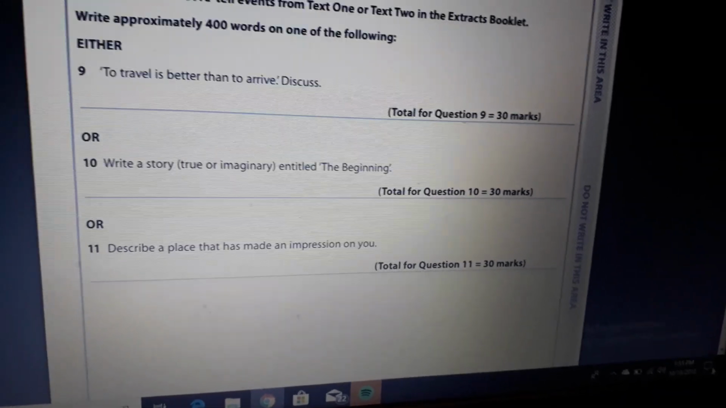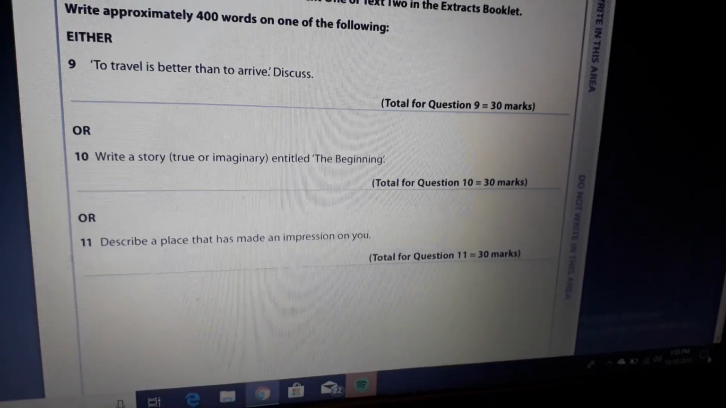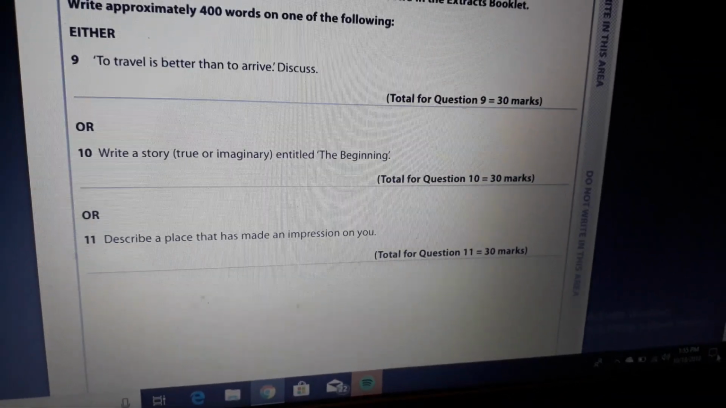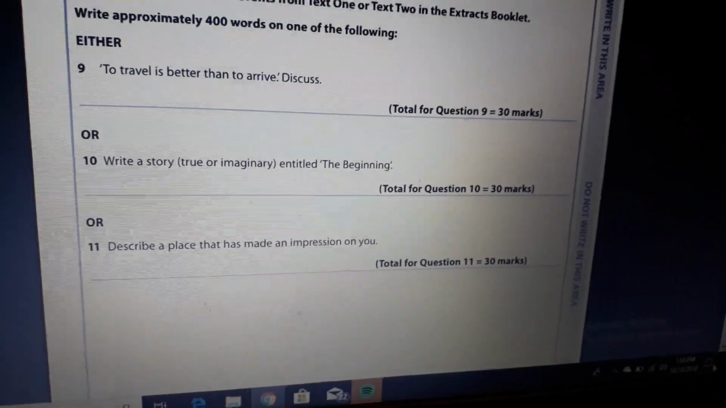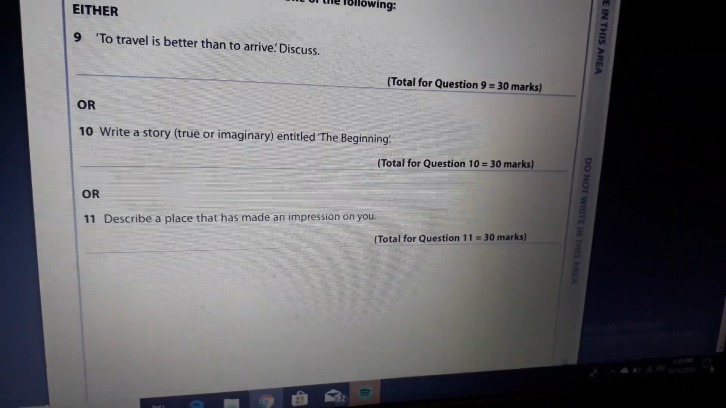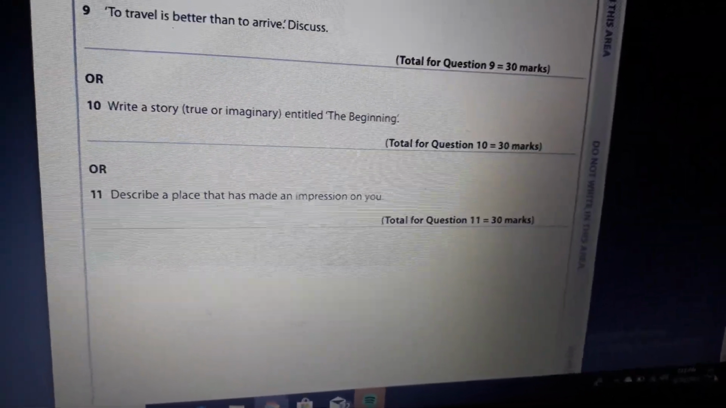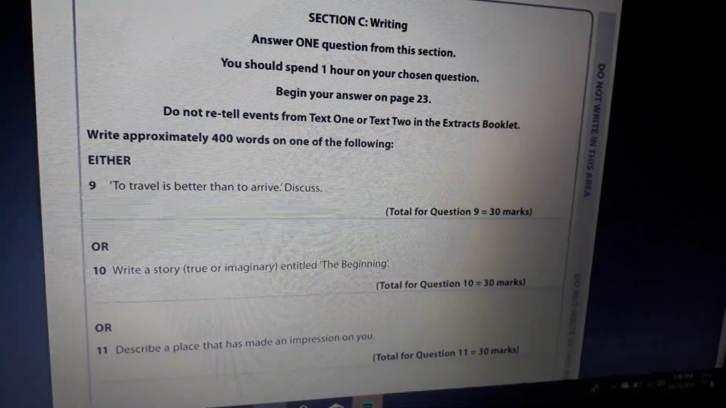Second topic, write a story, true or imaginary, entitled The Beginning. So never change the title. The title is given there, The Beginning, if you write this one. And the third, describe a place that has made an impression on you. So you see, first one argumentative, second one narrative, and third one descriptive, 3 topics. You choose any of them.